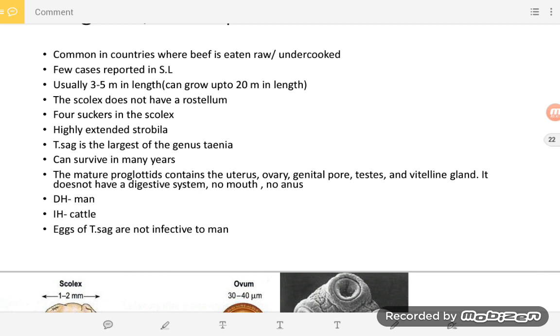Eggs of Taenia saginata are not infective to humans. You have to remember this, it is one of the MCQ points. In Taenia solium, the egg is also infective and the larva is also infective, but in Taenia saginata only the larva is the infective form, the egg is not infective.